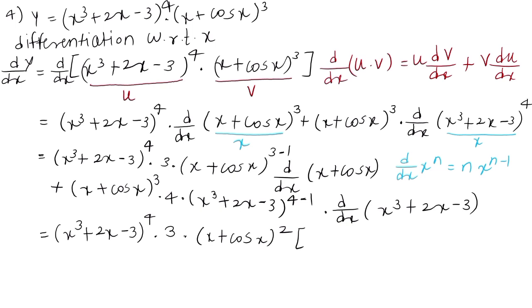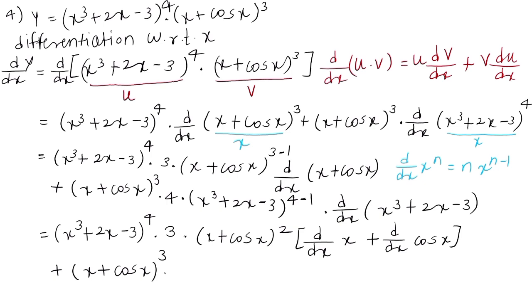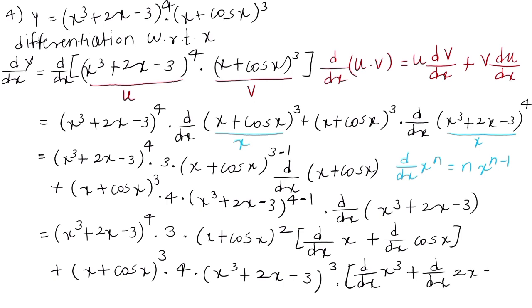So here we know that in addition we separate out the differentiation, so we will separate the differentiation, that is d by dx of x and d by dx of cos x, plus sign as it is, then bracket as it is, that is (x plus cos x) raised to 3 into 4 into (x cube plus 2x minus 3) raised to 4 minus 1 is 3 into, again we will separate out the differentiation here, so differentiation of x cube plus differentiation of 2x minus differentiation of 3.